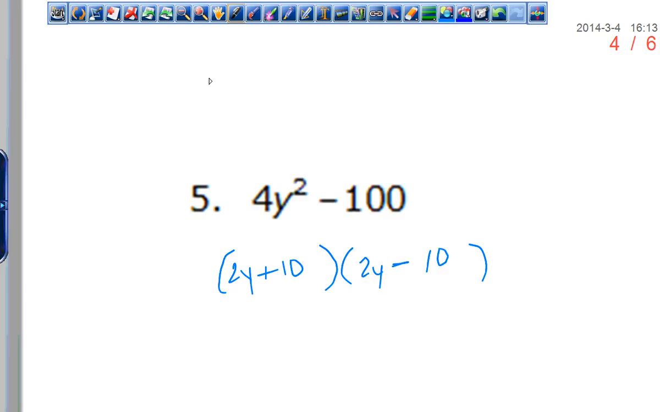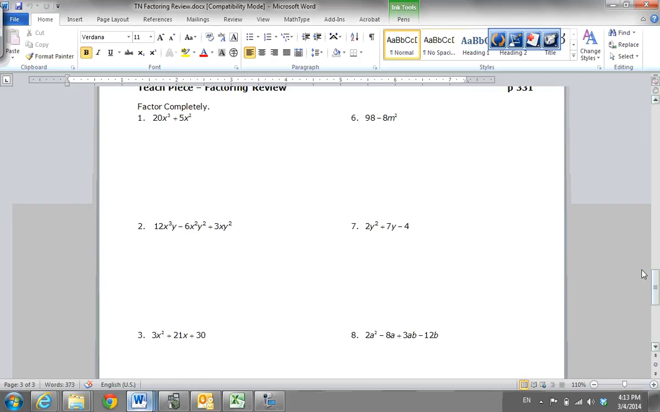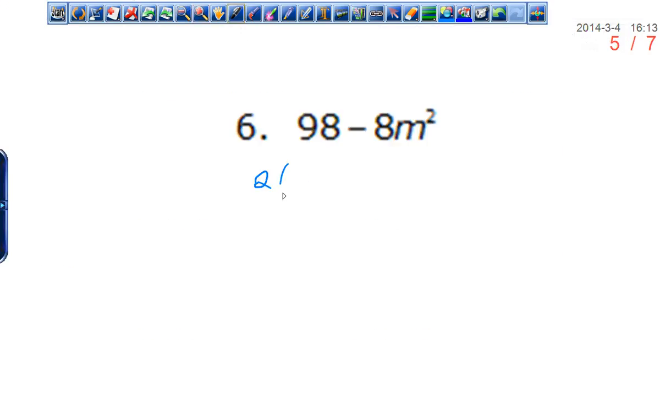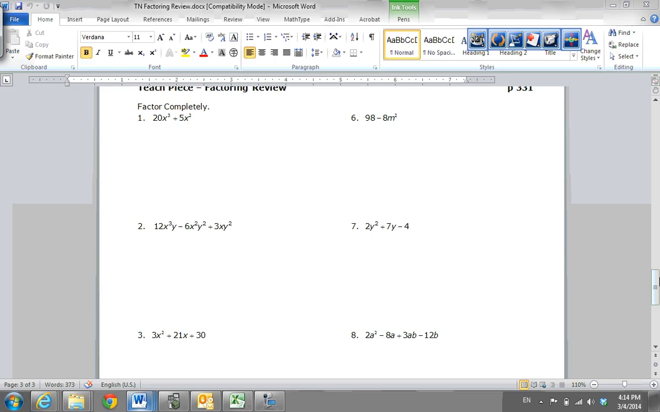All right, number 6 works the same way. But first we have to do GCF. GCF's never going away, so don't forget about it. On this one we can take out a 2, so we've got 49 minus 4m squared. Those are square rootable, so we have 7, 7, 2m, 2m. One's a plus, the other one's a minus. It doesn't matter what order you put them in. All right.